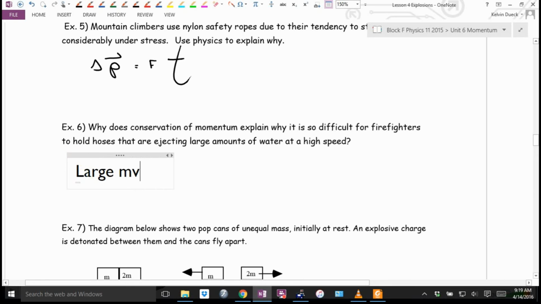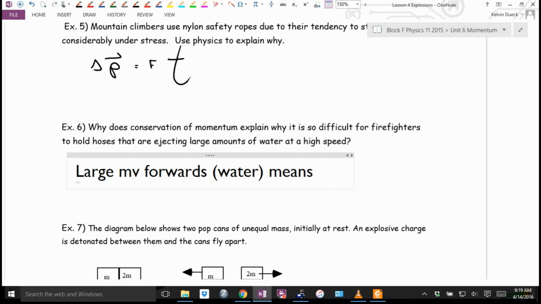So we have large mv forwards, water, and especially the more you open up the hose, the more mass times velocity you have going forwards. Both the velocity of the water increases and there's more water molecules. That means large mv backwards. And so the firefighters have to lean into it. In fact, they have to apply, listen close, a force times a time.